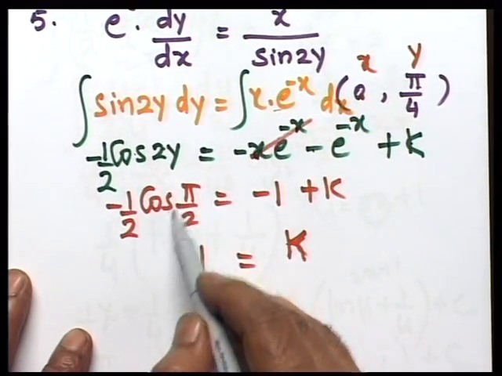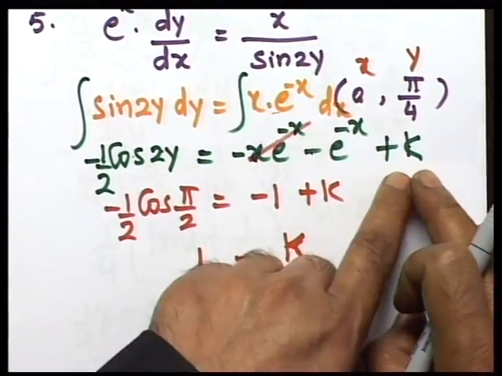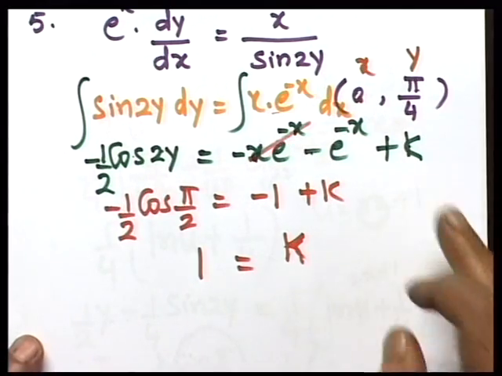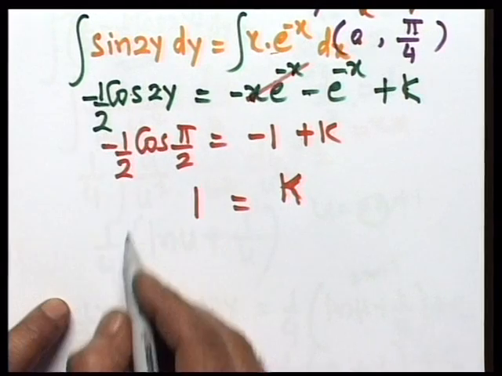Cos pi over 2 is 0. So that 0 is gone, plus 1. Now put this value back there, and still we need to solve the equation, please. So how do we do that? Take the half, say, right.